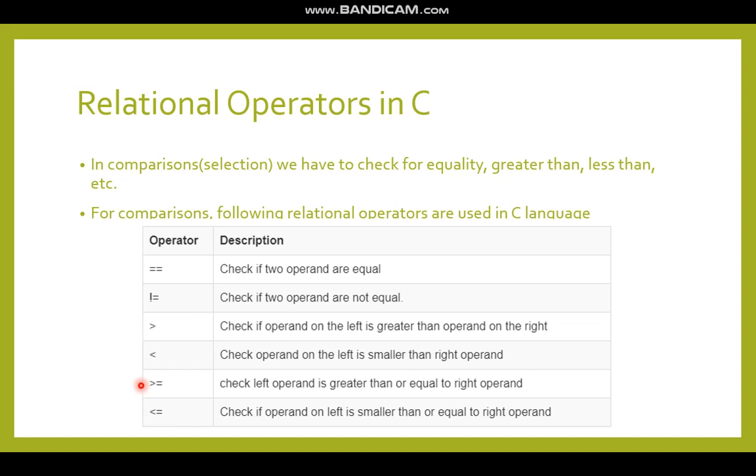Here, greater than or equal. This operator will check whether your left side is greater than or equal to the right side. This is the opposite of it: less than or equal, or smaller than or equal. This will check whether your left side is less than or equal to your right side. Those are the relational operators in the C programming language.